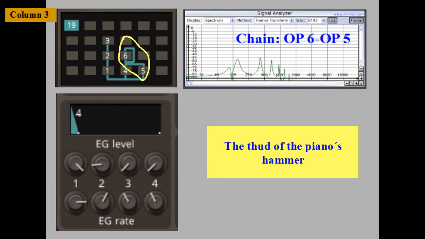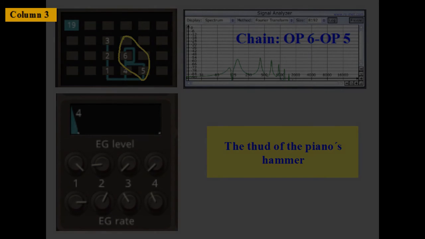Chain operator 6 and operator 5 generates the thud of the hammer against the strings of the piano. Therefore, the envelope of the carrier has a very fast attack, rate 1 equals 81, and a fast decay, rate 2 equals 58.